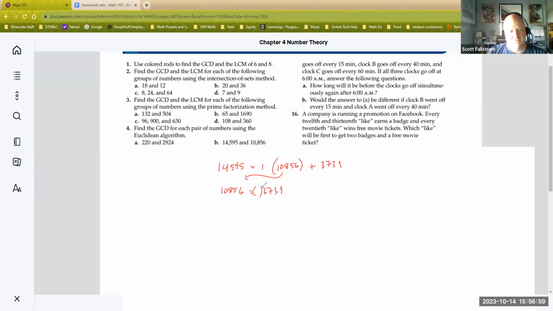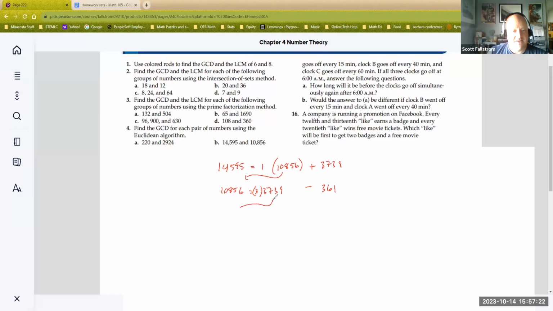3739. And how many groups of this? Let's see here. 10,856 divided by 3739, and I get 9.203. So I'm going to put in 3 groups of this. Now, if you do 10,856 minus 3 groups of 3739, you're going to end up with a negative number over here, and it is negative 361.